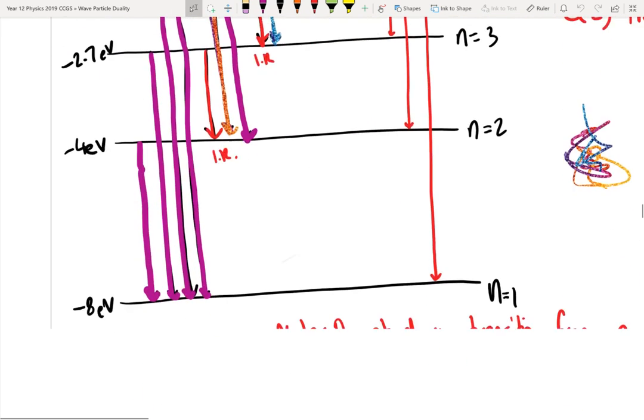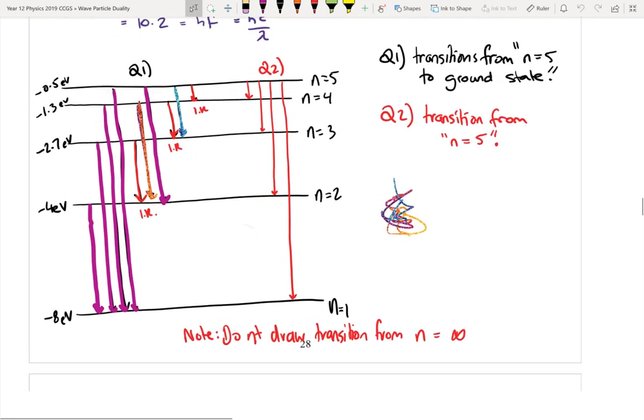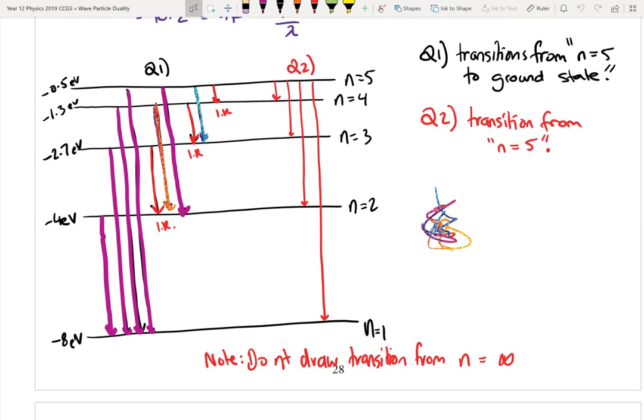And then lastly, before we jump into it, be careful on the wordings. Depending on what you are asked, you get very different results. From n=5 is literally dropping from n=5, or a transition from 5 to the ground state; you write them all in.